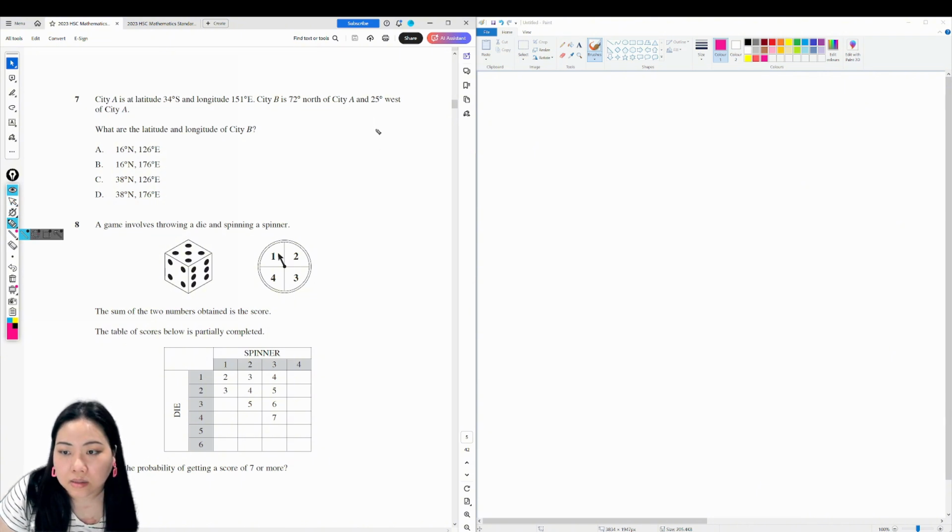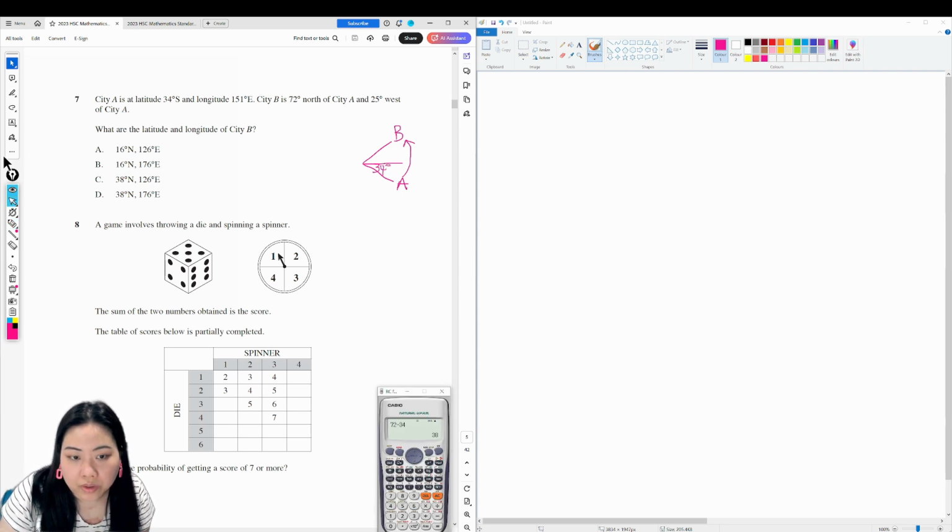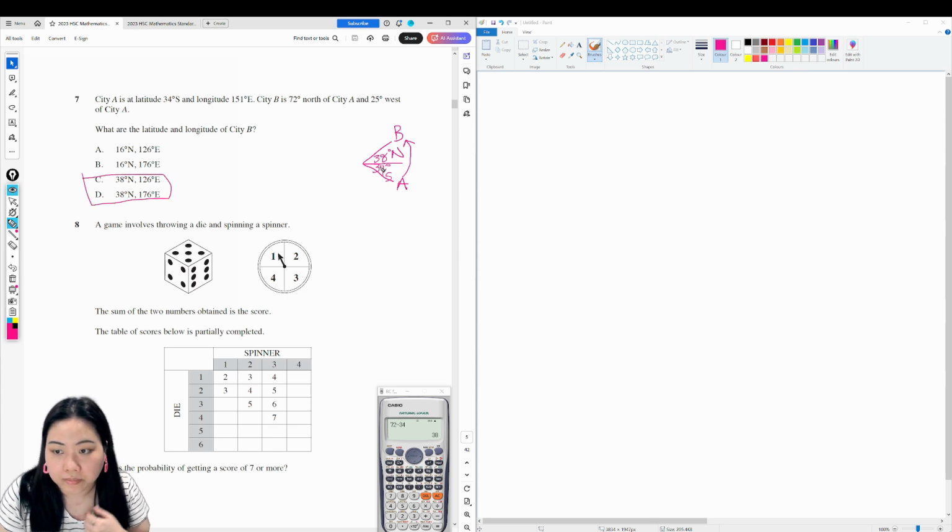Let's see. It is 34 degrees south. So from the equator, it is 34 degrees south, and that is City A. And then B is 72 degrees north of City A. So City B would be 72 minus 34 degrees north. Okay, south. So it's either C or D.